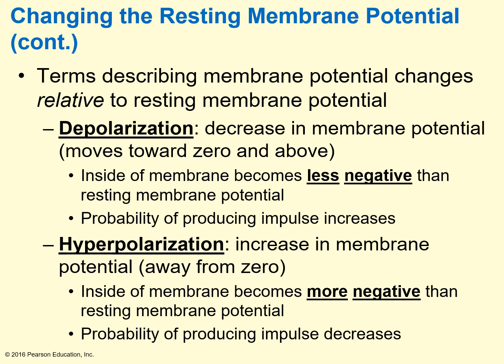Hyperpolarization is when you're changing that membrane potential and you're going to make it even more negative. So it's already at minus 70, you're going to make it even more negative. You might go to minus 80 or minus 90 millivolts. So you're making it even more negative, and basically you're decreasing the chances of generating an impulse. So it's more of an inhibitory type of effect.